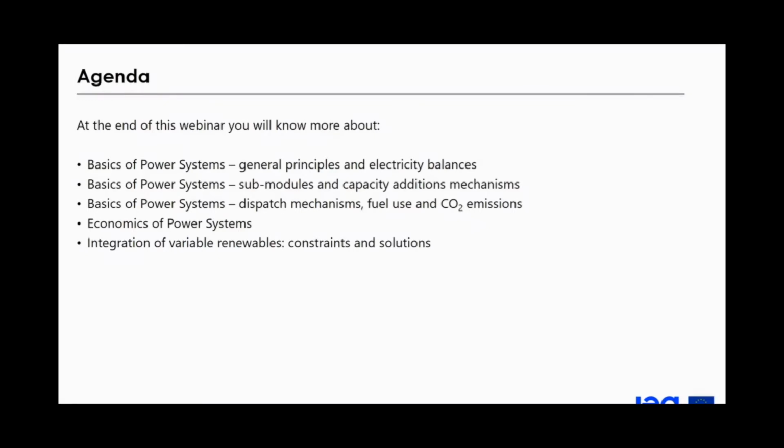So today, together, we'll look at the basic principles and characteristics of the power sector. We will first have a look at how it functions without wind and solar PV. Then at the end of the presentation, we'll come back to these newer technologies and see how they are impacting the power system's operation.